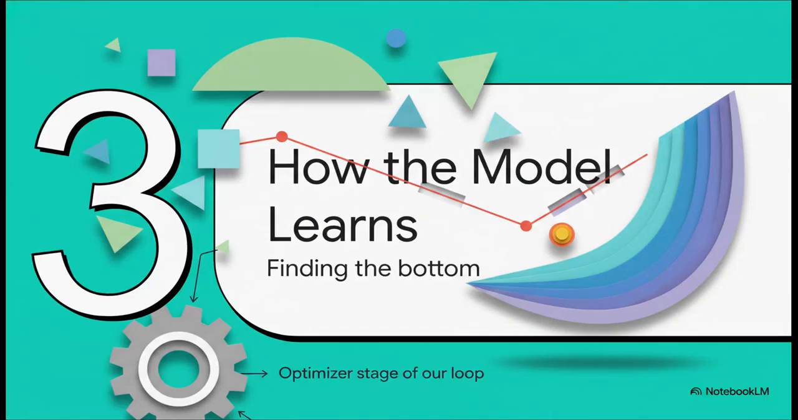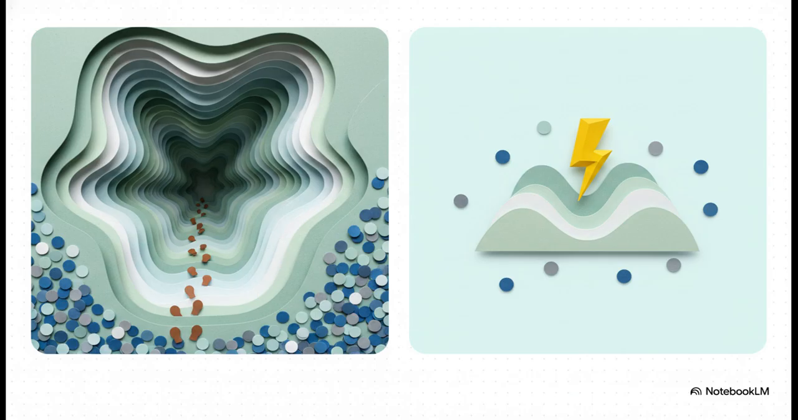Which brings us right to Section 3, how the model learns. Let's talk about actually finding the bottom of that bowl. All right, so we've measured our errors. Now, how do we fix them? We basically have two main tools for this. On the left, we have gradient descent. It iteratively takes little steps downhill until it finds that lowest point, which makes it absolutely perfect for massive data sets. On the right, we have the normal equation. This solves the whole thing in one single mathematical step via matrix inversion.